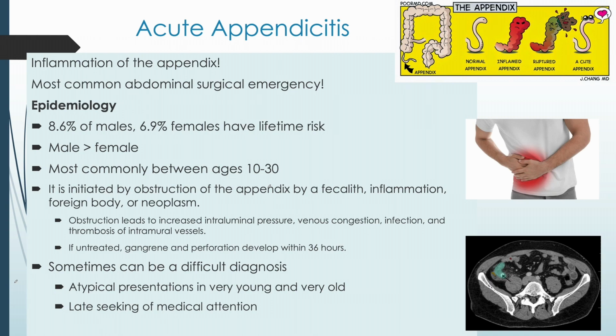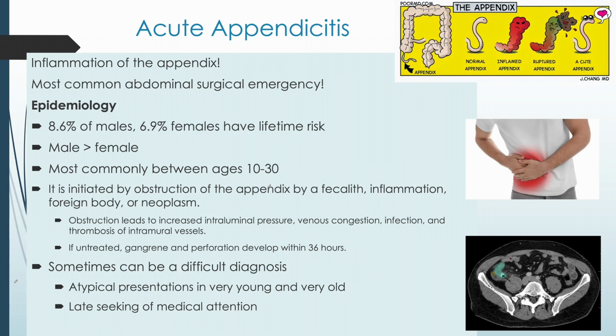Epidemiology wise, 8.6% of males and 6.9% of females have lifetime risk, so it is slightly more common in males. The most common ages of presentation are between ages 10 and 30. I tend to think of it as a teenage, early 20s kind of presentation is when I see it most. But it can be in any age group, from infants all the way to elderly. So you have to always have it in your differential.